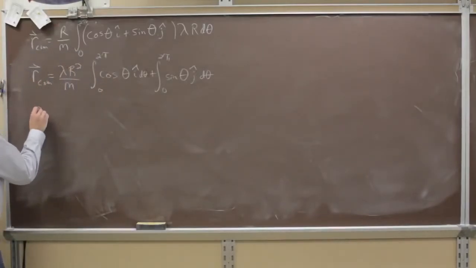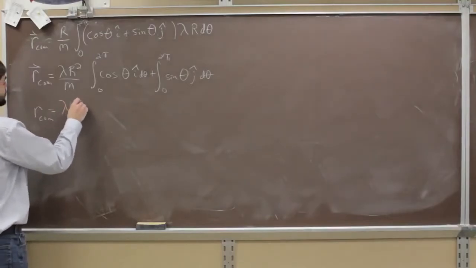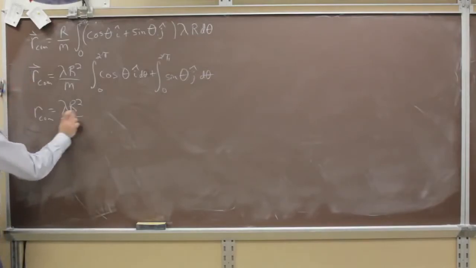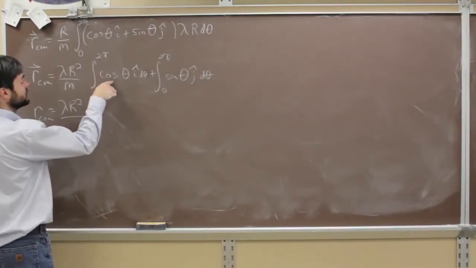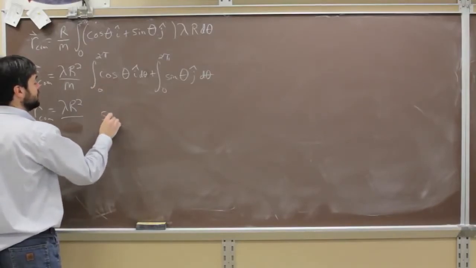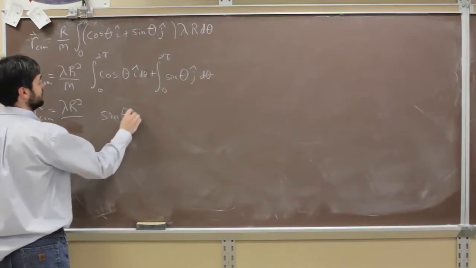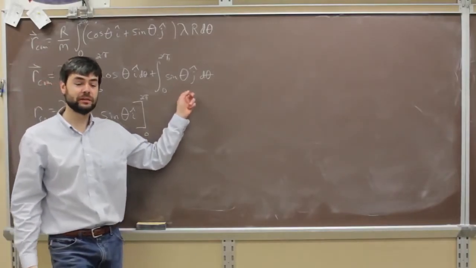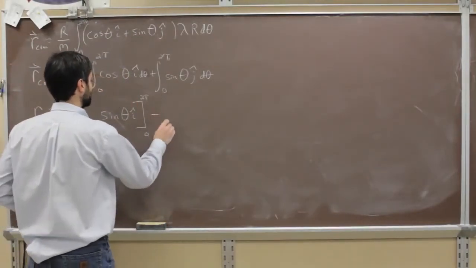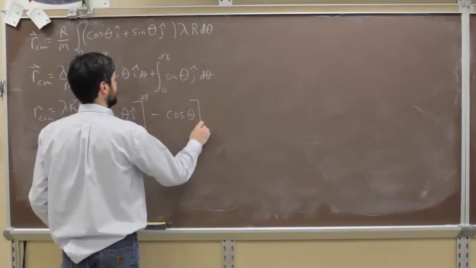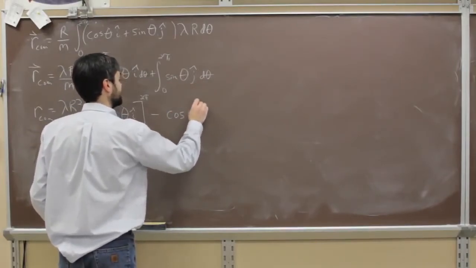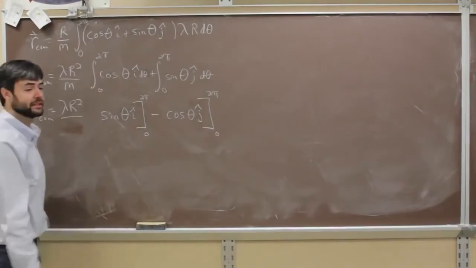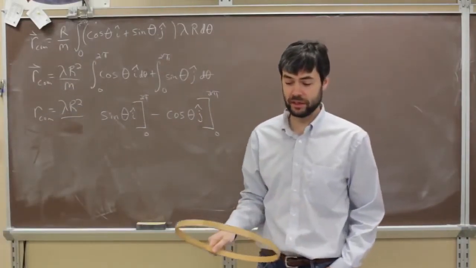So let's do that. That's going to be rcom equals lambda r squared over m. You know what? I'm not going to put that m in just yet. And what's the integral of cosine theta? It's sine theta, so that's sine theta i hat from 0 to 2 pi. And what's the integral of sine theta? Look it up, it's negative cosine theta. So that becomes minus cosine theta j hat from 0 to 2 pi. The reason I'm not going to put the mass in right there is because we can actually get the mass of this thing.